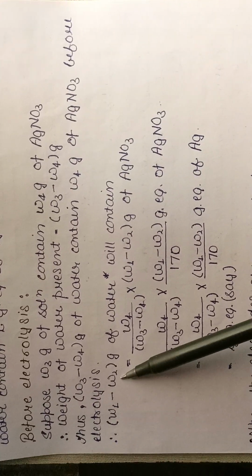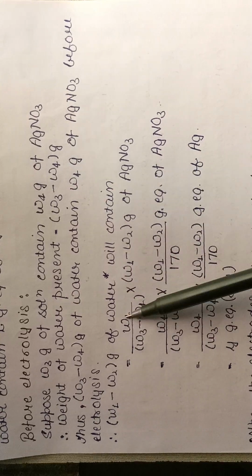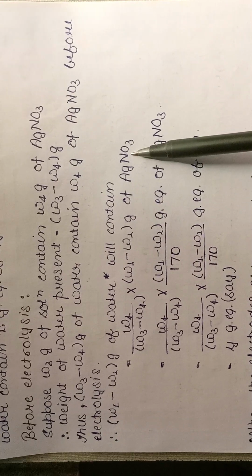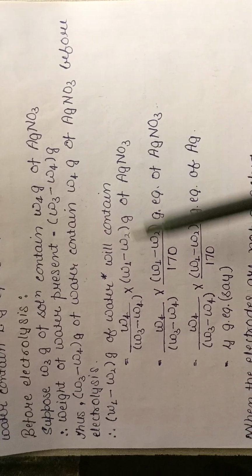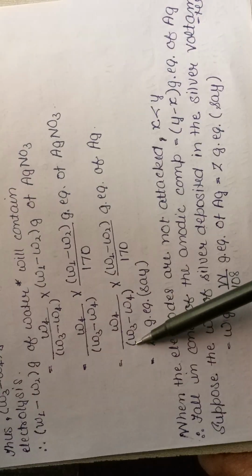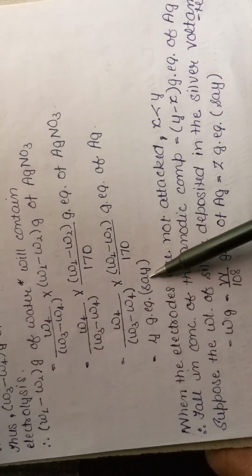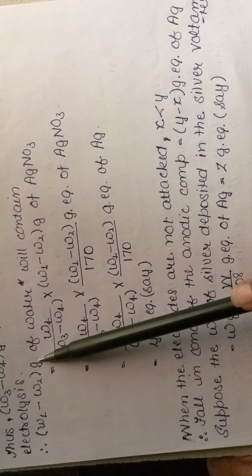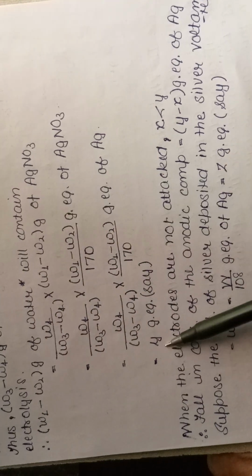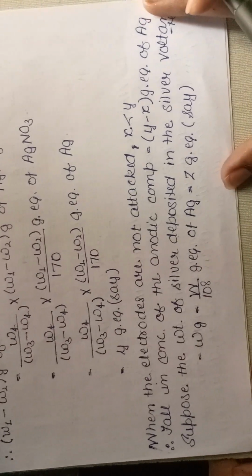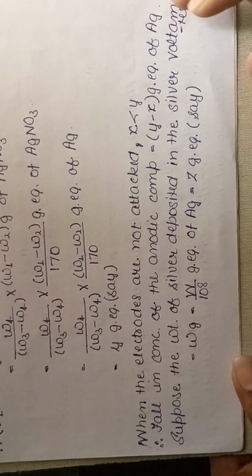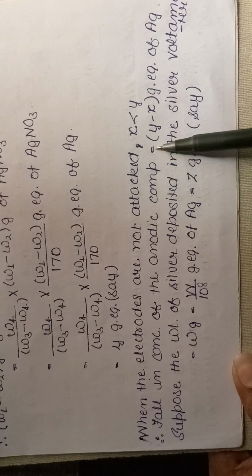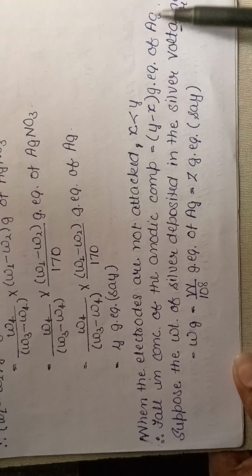Therefore, W1 minus W2 gram of water will contain some gram of AgNO3, which on solving gives Y gram equivalent. So W1 minus W2 gram of water will contain Y gram equivalent. When the electrodes are not attacked, X is less than Y. The fall in concentration of the anodic compartment is equal to Y minus X gram equivalent of Ag.